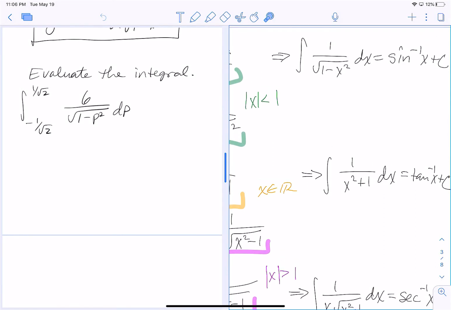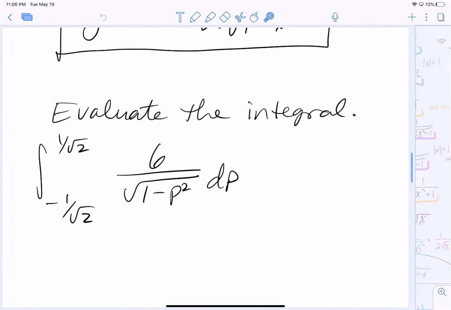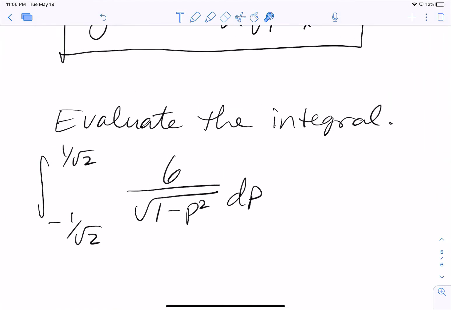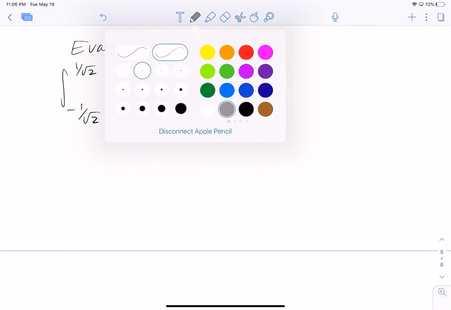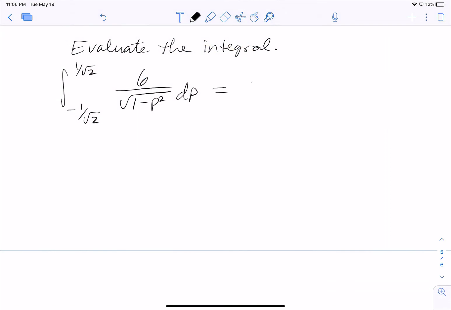Here, we see that if we have an integral of 1 over the square root of 1 minus x squared dx, then that evaluates to the inverse sine of x plus c. So that's where we are. This is going to evaluate to an inverse sine function. We have that factor of 6 in the numerator, and so we're going to end up with 6 times the inverse sine of p, evaluated from negative 1 over the square root of 2 to 1 over the square root of 2.